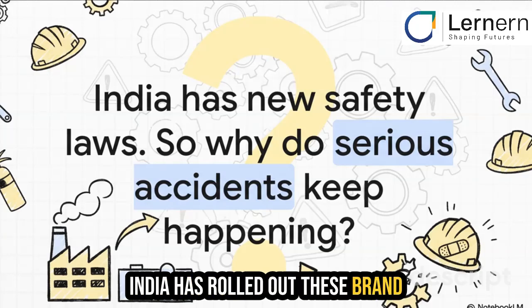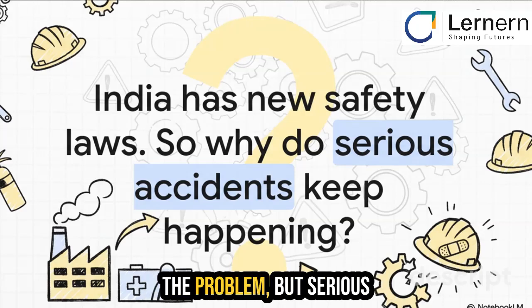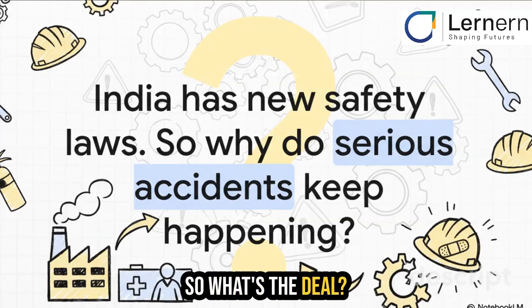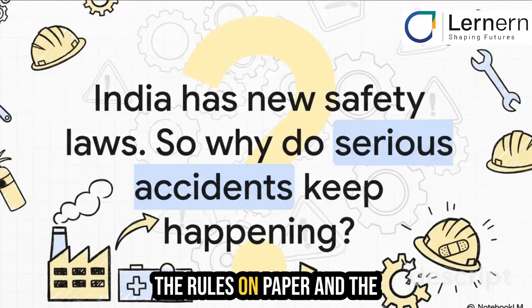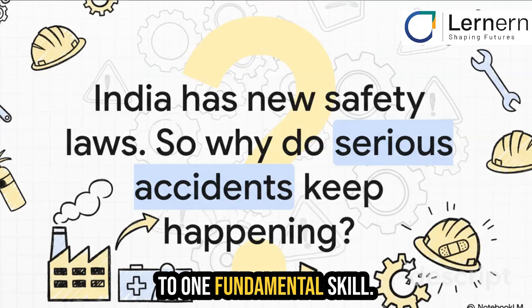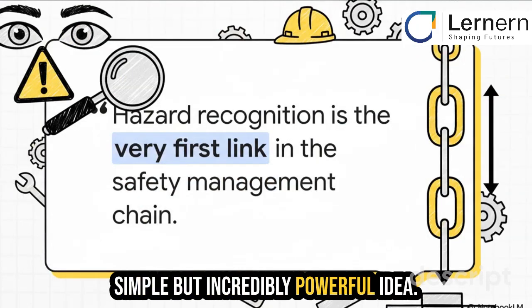So here's the big question, right? India has rolled out these brand new, comprehensive safety laws. You'd think that would solve the problem, but serious accidents keep making the news. So what's the deal? What's the disconnect between the rules on paper and the reality on the ground? Well, it all comes down to one fundamental skill.